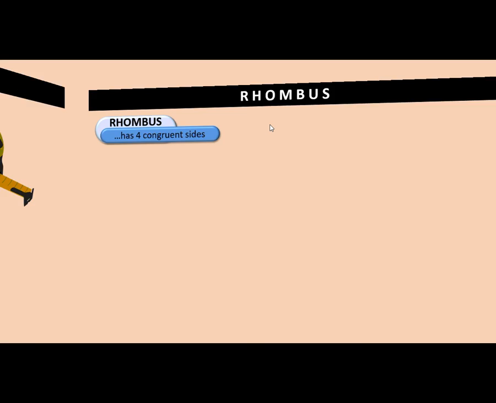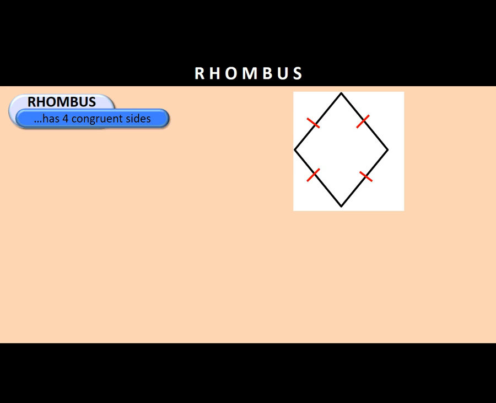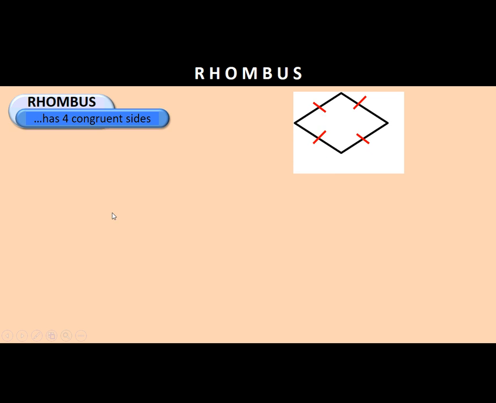Okay, the second shape that we're going to talk about is a rhombus. Now, a rhombus has four congruent sides. This one is moving, so you can see that it doesn't really matter how the angles are. We can make them bigger or smaller, or they can end up being the same. But it's the four congruent sides that make this a rhombus.